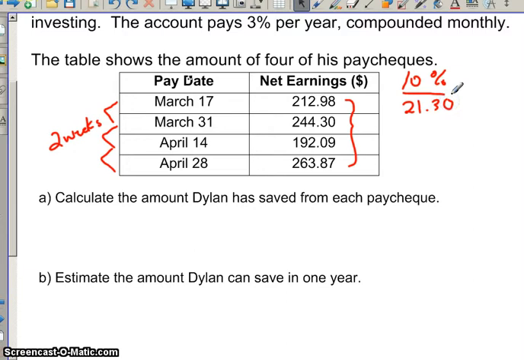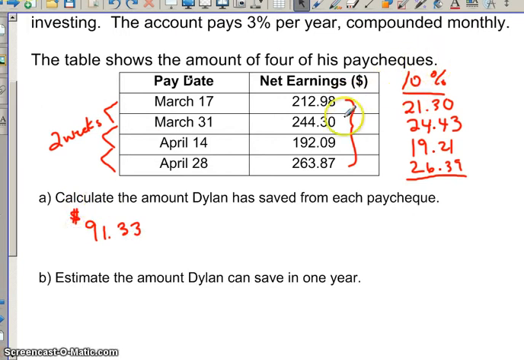It's nice when we're dealing with 10%, we can just move the decimal place once, and we see that we've got $21.30. On his next paycheck, he's going to save $24.43. Next one, $19.21, and finally $26.39. And so when we add up all the 10% of his check, we get an answer of $91.33. And so all we've done is we've calculated 10% of each of his paychecks and then added them all up.